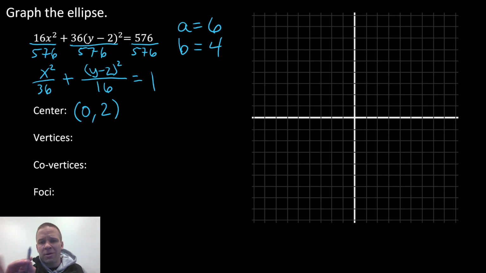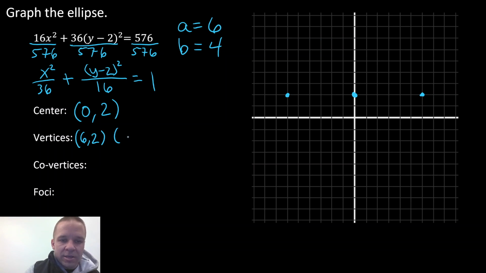My vertices, actually, I'm going to plot the center first. 0, comma 2 is right here. And then my major axis is the horizontal, because that a value is associated with the x in this case. So I'm going to go 6 out to the right, and 6 out to the left. Those would be my vertices. I often find it easier to do it on the graph. You could add and subtract 6 from your x value. That works too. So we're going to have 6 comma 2, and negative 6 comma 2, right? 0 plus 6 and 0 minus 6 would give me those two values. If you're a visual person, pop it on that graph.